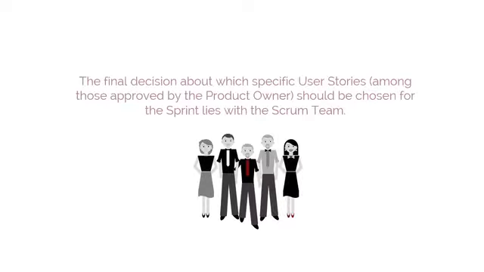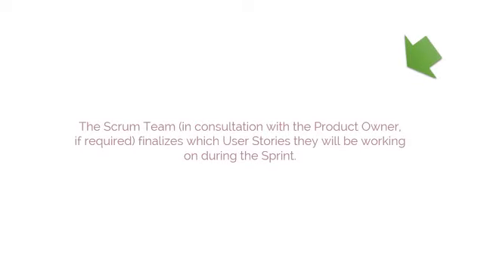Although the product owner approves the initial user stories for a sprint, the final decision about which specific user stories, among those approved by the product owner, should be chosen for the sprint lies with the Scrum team. The Scrum team, in consultation with the product owner if required, finalizes which user stories they will be working on during the sprint.